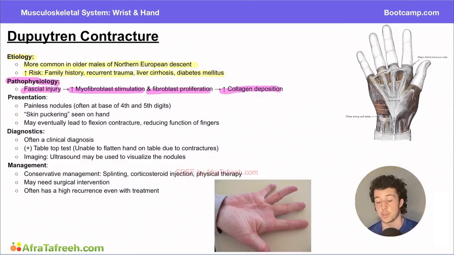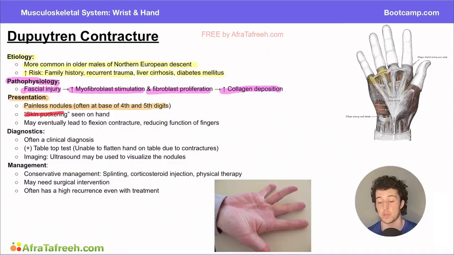So now let's talk about the presentation of these patients when they have that collagen deposition in their hand. The first thing that patients will often see are painless nodules that will show up at the base of the 4th and 5th digits on that palmar side. And remember, the devil's in the details: painless nodules. If we had painful nodules, we might be thinking about osteoarthritis.